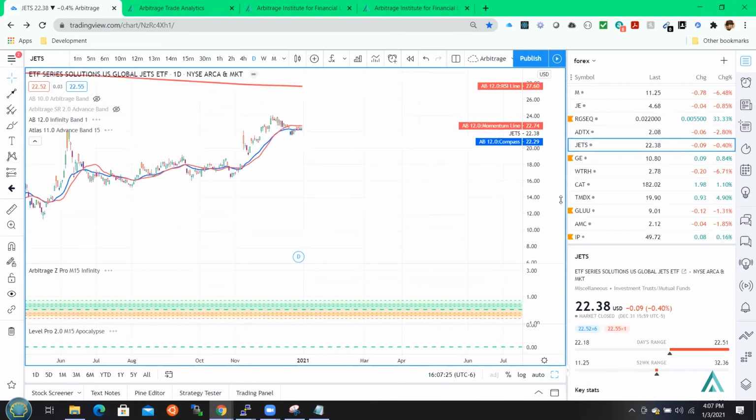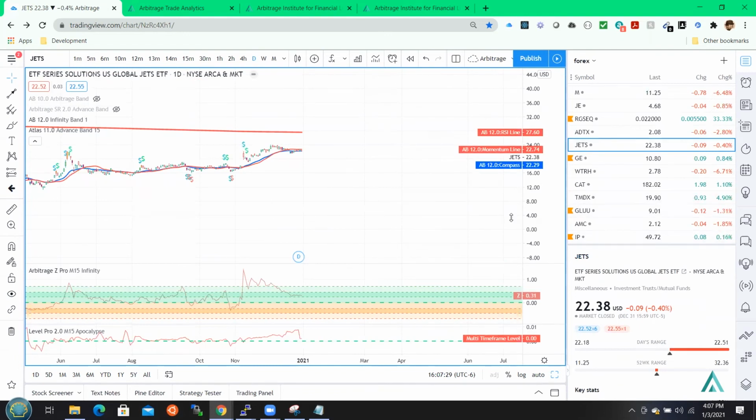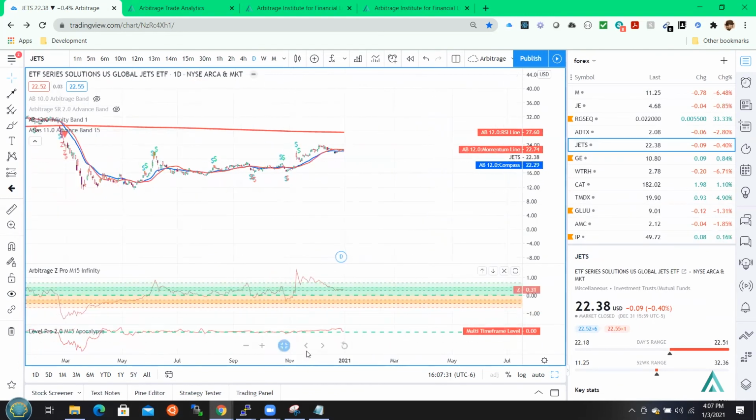I'm also watching Jet. Jet is one that I have been watching. Notice he's above. I got in and got out at about 22 something. I see that he's underneath my compass. I want to see him make it back above the compass and momentum line. So I want to see back above 2274 before I actually put more money in. And if he can get there, then basically my price target to get out of him is 2760.